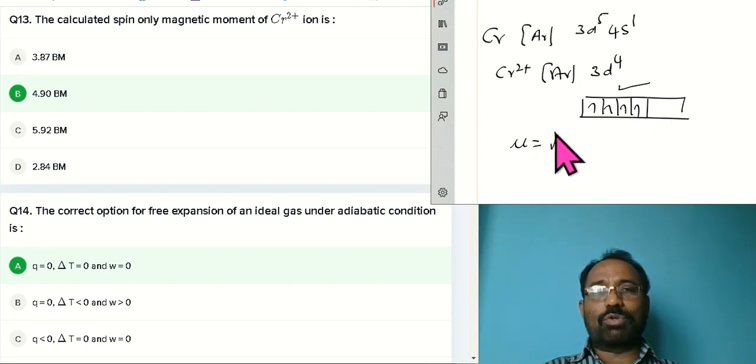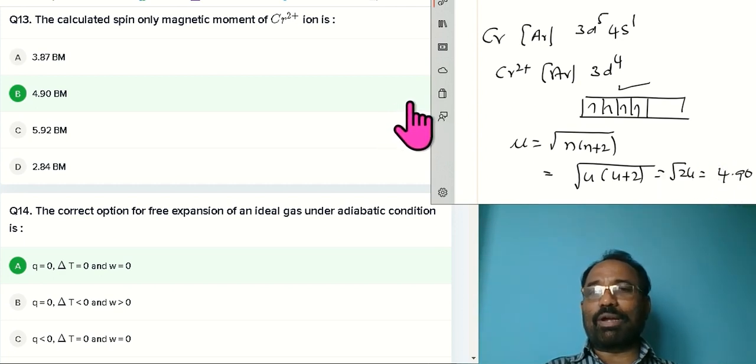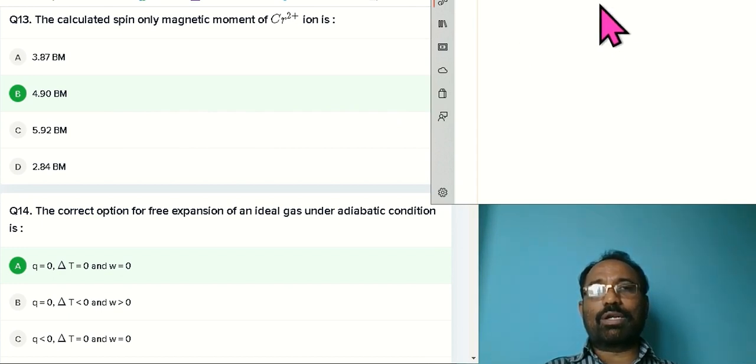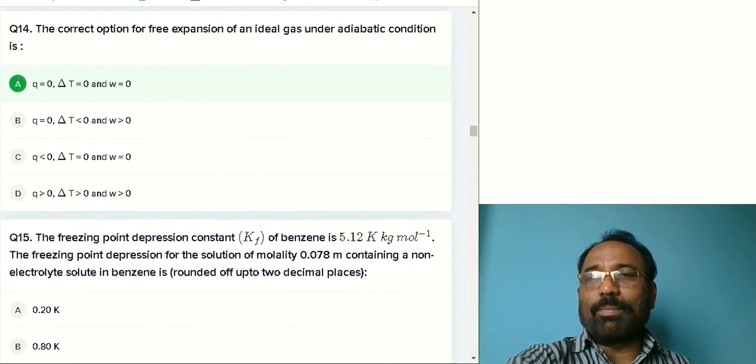Mu equals under root of n into n plus 2, where n is the number of unpaired electrons. Therefore, 4 into 4 plus 2 under root is root 24, which is nearly equal to 4.90. The unit of magnetic moment is Bohr magnetons. Therefore, 4.90 is the right answer. It is a simple question from second year d-block elements and coordination compounds.